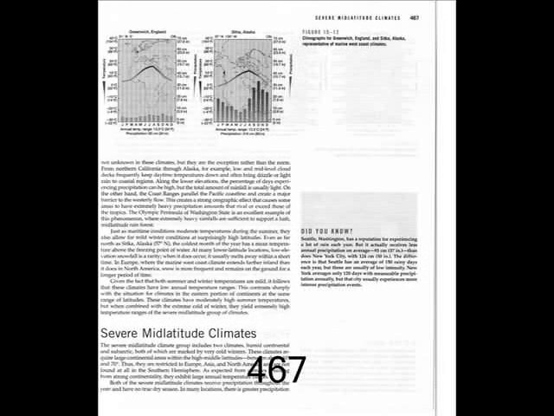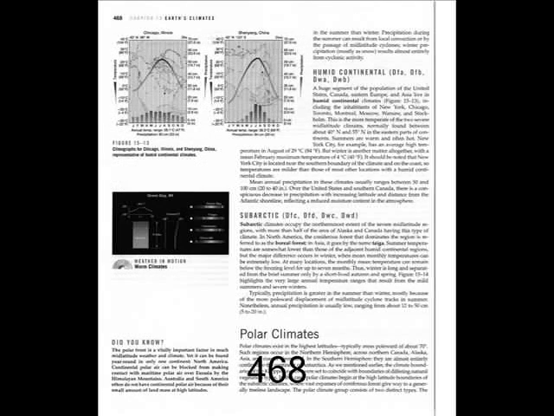Then you're going to move on to your type D climates, your severe mid-latitude climates. These are going to be forested regions in the United States, Canada and Northern Europe. The word that they use for that kind of forest is taiga. That's a good vocabulary word to know. These are going to be places like Alaska, Maine, southern Canada, etc.